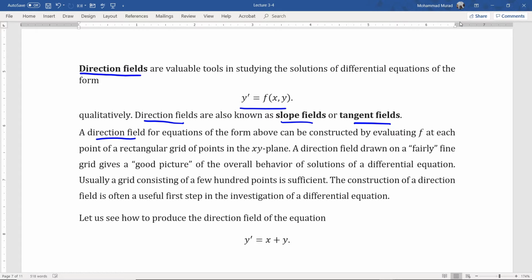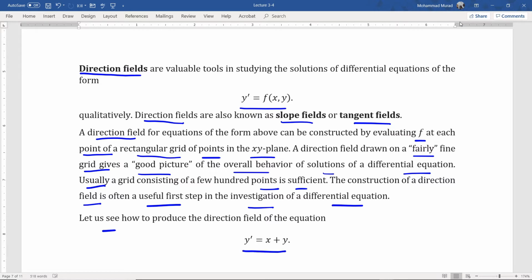A direction field for equations of the form above can be constructed by evaluating the function f at each point of a rectangular grid of points in the xy plane. A direction field drawn on a fairly fine grid gives a good picture of the overall behavior of solutions of a differential equation. Usually, a grid consisting of a few hundred points is sufficient. The construction of a direction field is often a useful first step in the investigation of a differential equation. Let's see how to produce the direction field of the equation y prime equals x plus y.